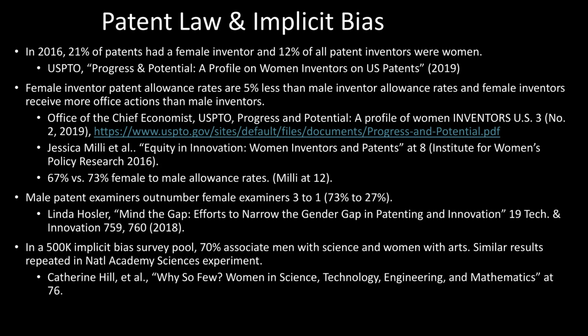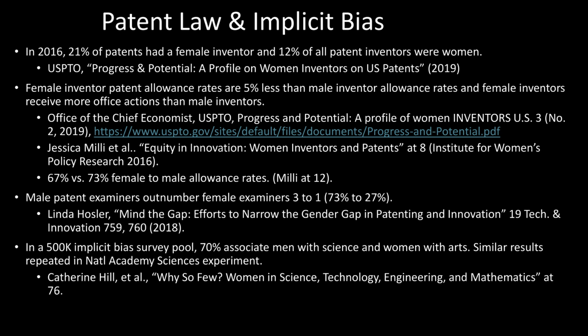Now we can turn from copyright law to patent law, and we can see some data here which will get at implicit bias that may exist in the patent system. You can see from our data that as of 2016, 21% of patents had female inventors, and 12% of all patent inventors were women. There's also data that has established that female inventor patent allowance rates are 5% less than male inventor allowance rates, and that female inventors received more office actions than male inventors.